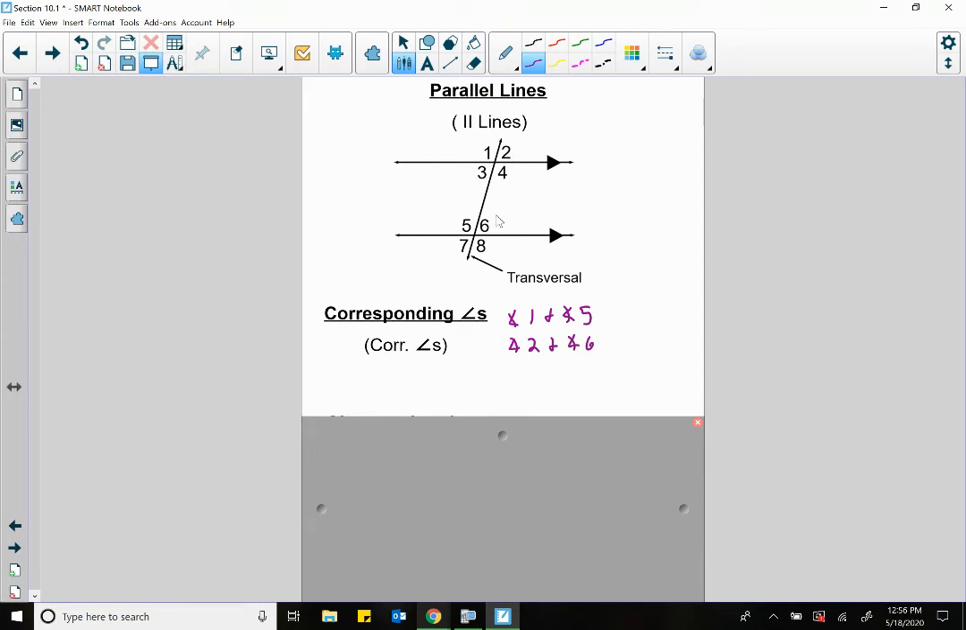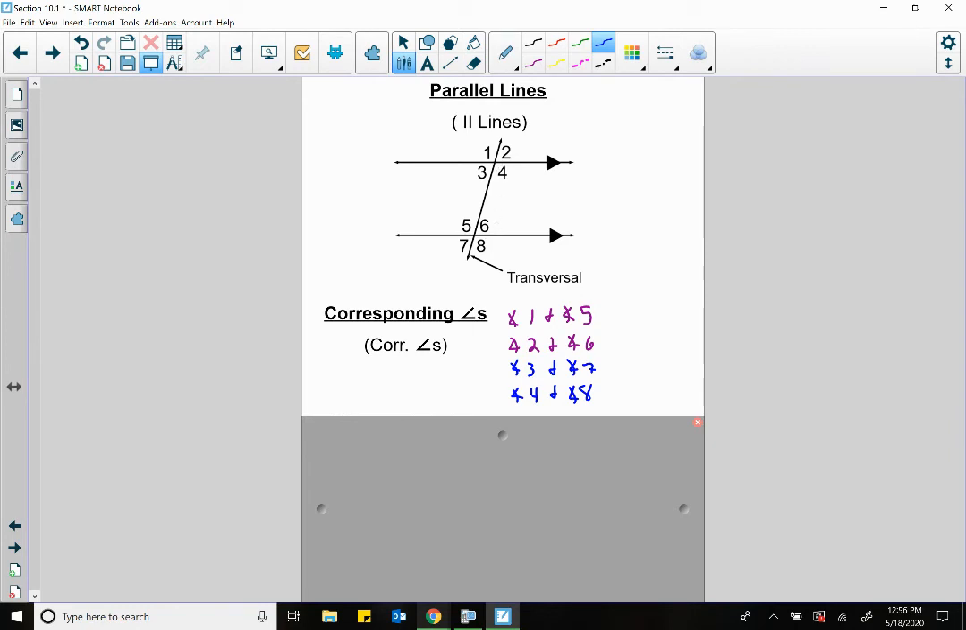What other 2 angles or 2 sets of angles are in the same position? Hopefully you said that angle 3 and angle 7 are corresponding. And hopefully you also said that angle 4 and angle 8 are corresponding. Okay? Because angle 3 and angle 7 are bottom left-hand corners. Angle 4 and angle 8 are bottom right-hand corners.